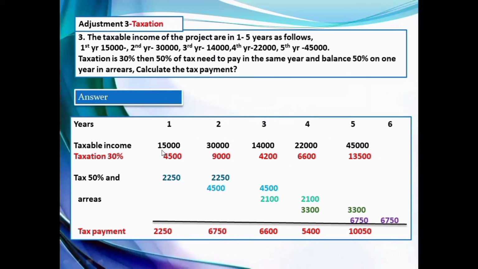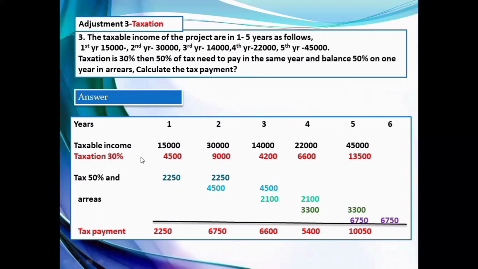Taxable income for the first year is 15,000, second year 30,000, third year 40,000, fourth year 20,000, fifth year 45,000. We have to calculate taxation at 30% of taxable income. In the first year, 15,000 multiplied by 30% gives 4,500. Second year, 30,000 multiplied by 30% gives 9,000. Likewise, we have to calculate taxation. After that, according to the question, 50% of tax needs to be paid in the same year and the balance 50% one year in arrears. Then we have to calculate this way.